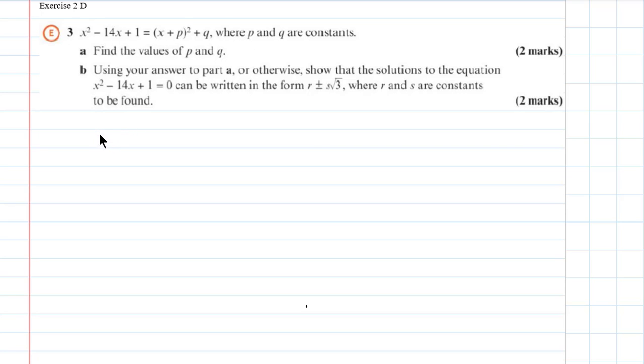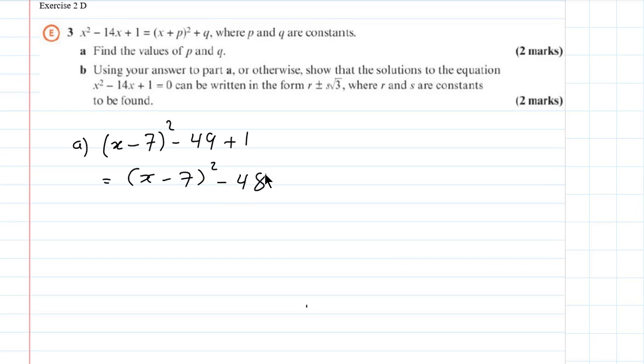We will write it as the following. We will write for item A, x minus half of the coefficient all squared minus 49, and then plus 1. Or we can rewrite it as x minus 7 all squared minus 48. So the value of p here is negative 7, and then q will be negative 48.